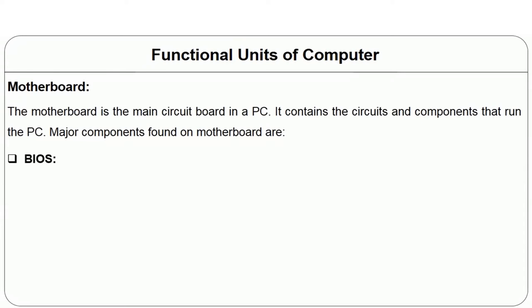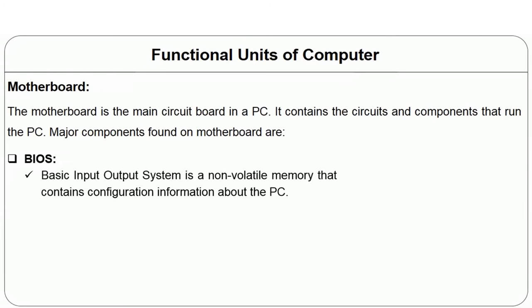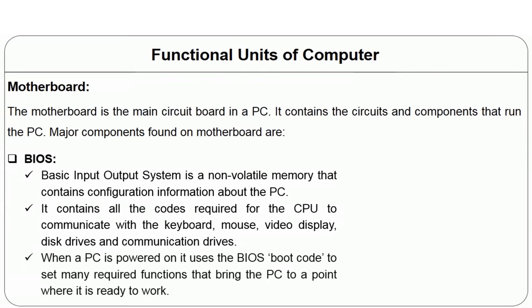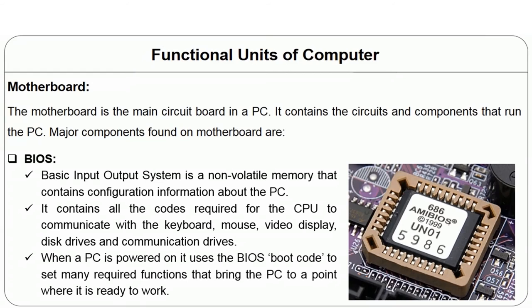BIOS, that is basic input-output system, is a non-volatile memory that contains configuration information about the PC. It contains all the codes required for CPU to communicate with the keyboard, mouse, video display, disk drives and communication drives. When a PC is powered on, it uses the BIOS, that is boot code, to set many required functions that bring the PC to a point where it is ready to work.